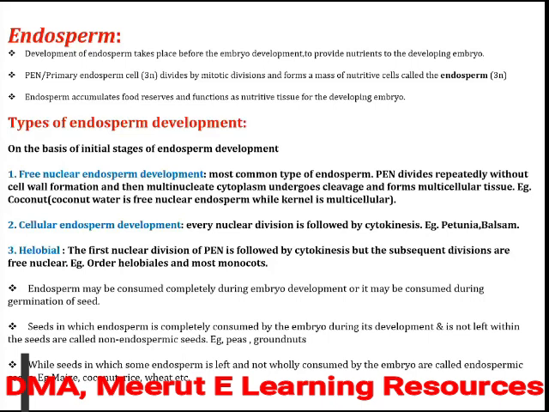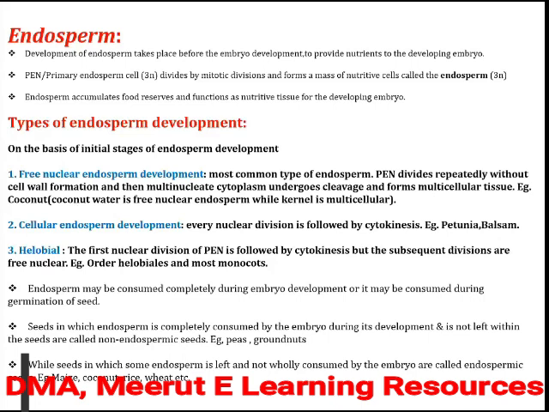So the cytoplasm of the embryo sac becomes multinucleated. Later on, it undergoes cleavage and forms multicellular tissue, but the initial stages of nuclear divisions are not followed by cell divisions. Where do you find free nuclear endosperm development? In coconut water. So what is coconut water? Actually, it is free nuclear endosperm.